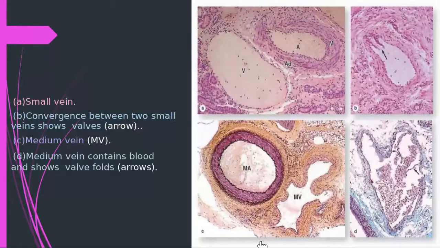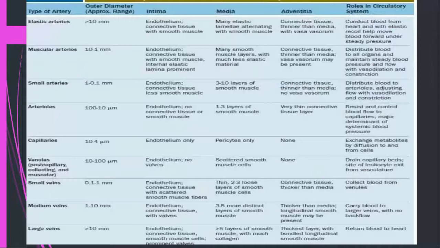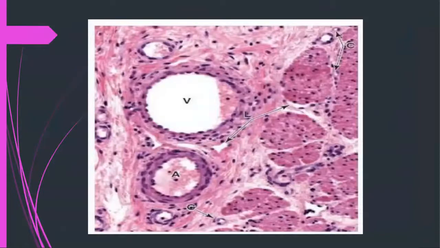This is a difference. You can read it once you have read the chapter so that it becomes easy for you to memorize the points. This is one more picture in which these are veins, this is an artery, and these are capillaries. These are all small capillaries, in which C is written. This is your vein, this is your artery, and these are your muscles. So remember that.